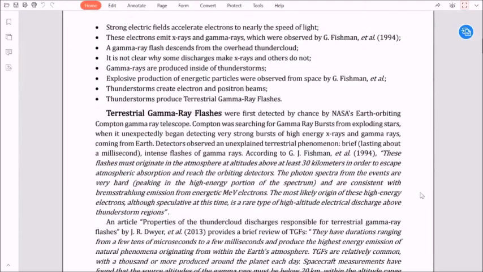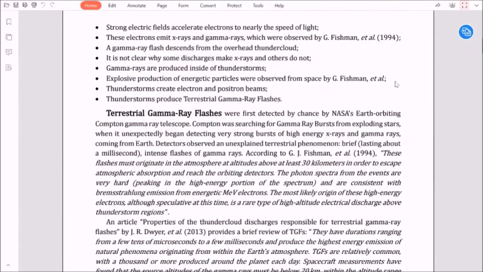It is not clear why some discharges make X-rays and others do not. Gamma rays are produced inside of thunderstorms. Explosive production of energetic particles were observed from space by Fishman et al. Thunderstorms create electron and positron beams. Thunderstorms produce terrestrial gamma ray flashes.